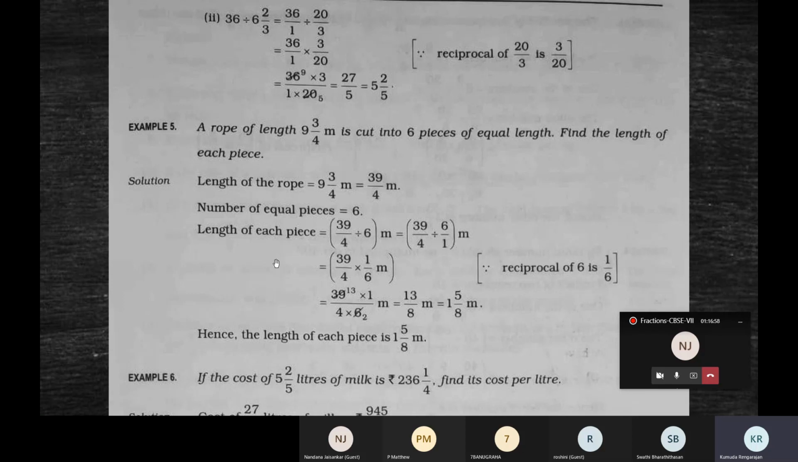All right. I want you all to work this, children. Example 5. I want you all to work example 5. Example 6 is a test.